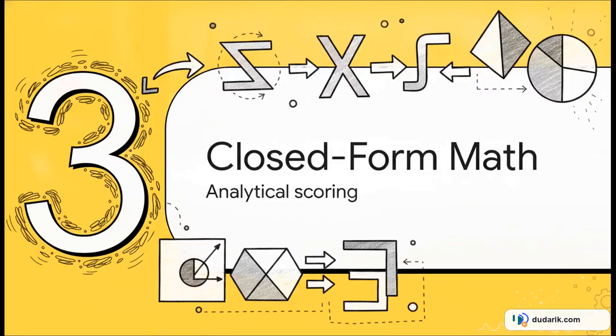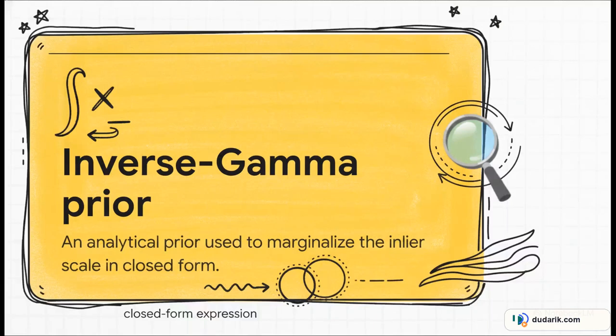Section 3, the closed-form math solution. Let's pop the hood and look at the actual analytical scoring making this possible. The real secret sauce here is the introduction of a conjugate inverse gamma prior. I know, that sounds super technical, but let's break down what it actually does. A conjugate prior is essentially an elegant mathematical trick. For a fixed inlier partition, the algorithm uses this prior to make sure the marginalization stays mathematically clean and solvable, tractable, instead of relying on messy guessing.